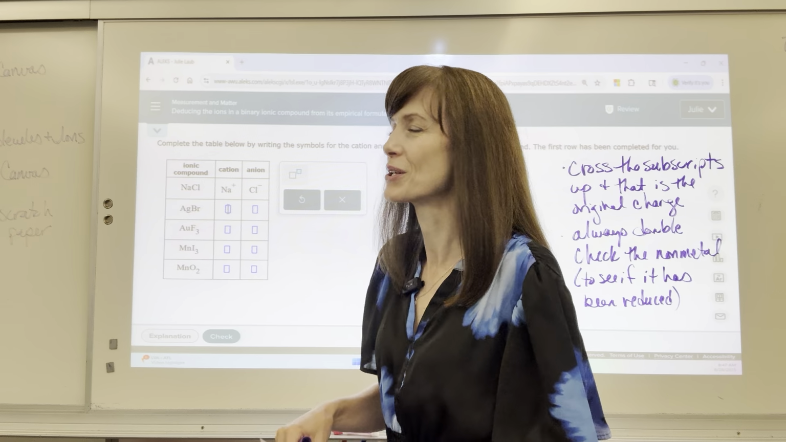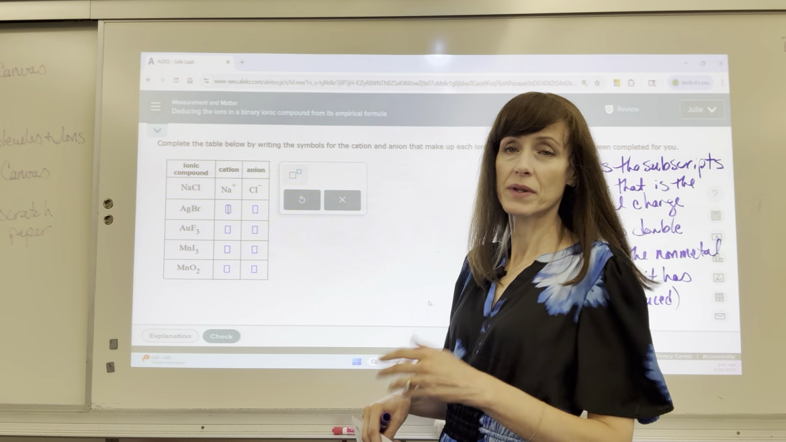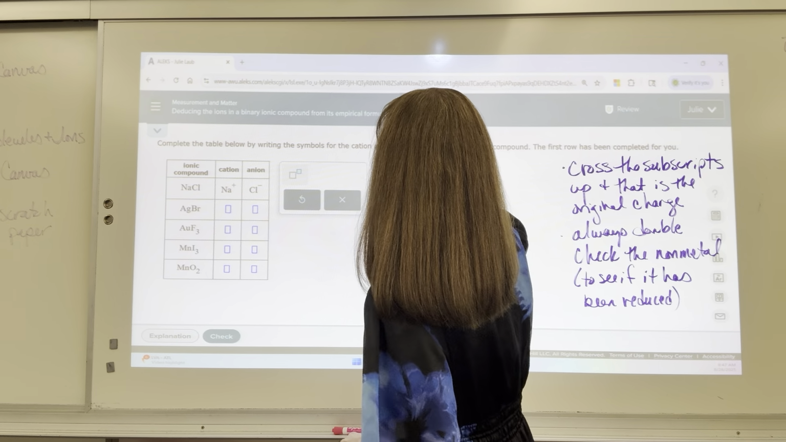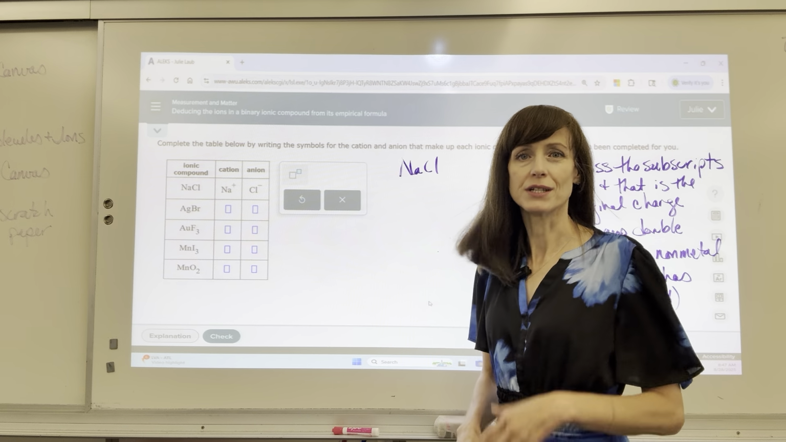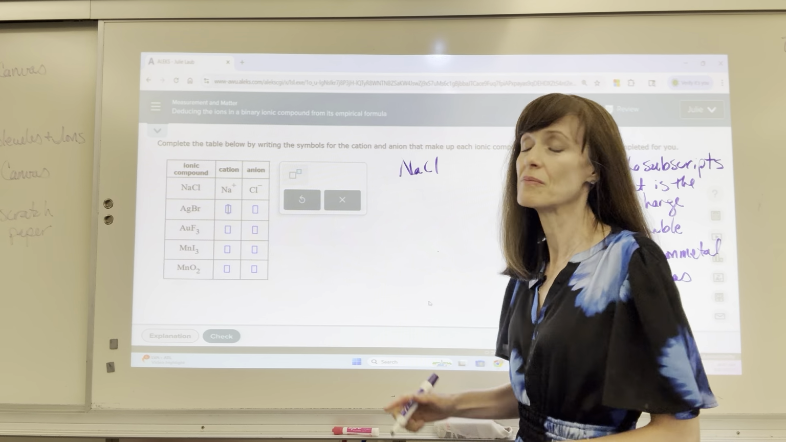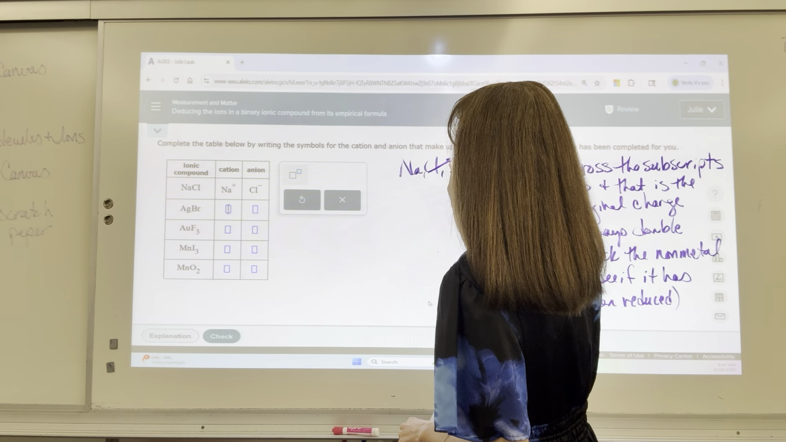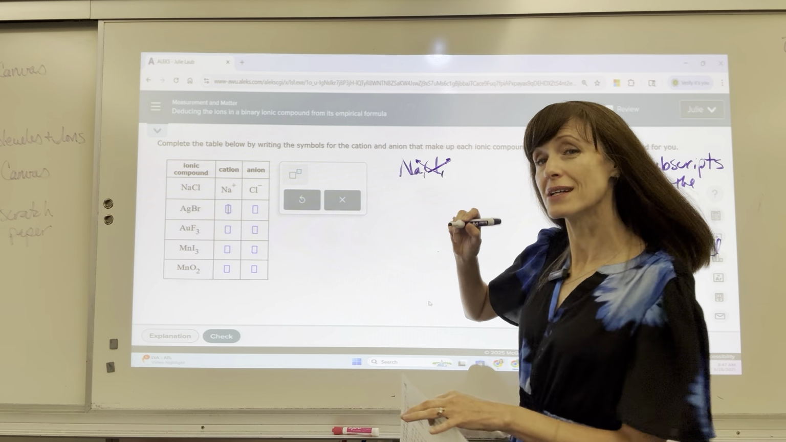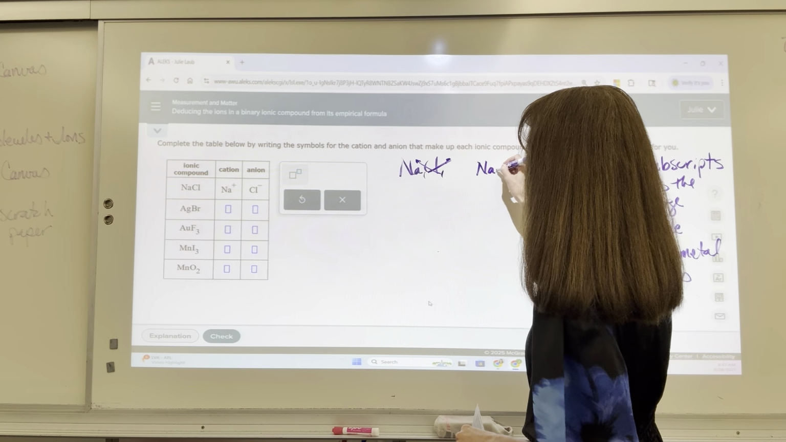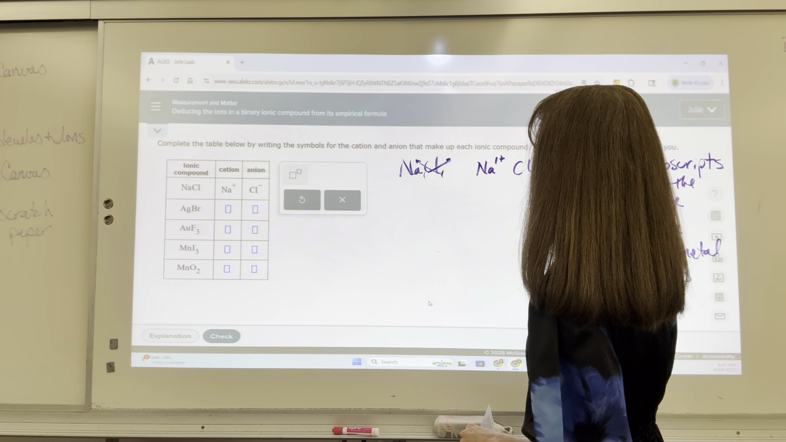Okay, we'll jump in and I'll show you this. Great example that they give us here, sodium chloride. Now, if there's no number written, you and I know it is understood to be a 1. So I cross the 1 back up, the 1 back up. That means originally the charges were Na 1 plus, Cl 1 minus.